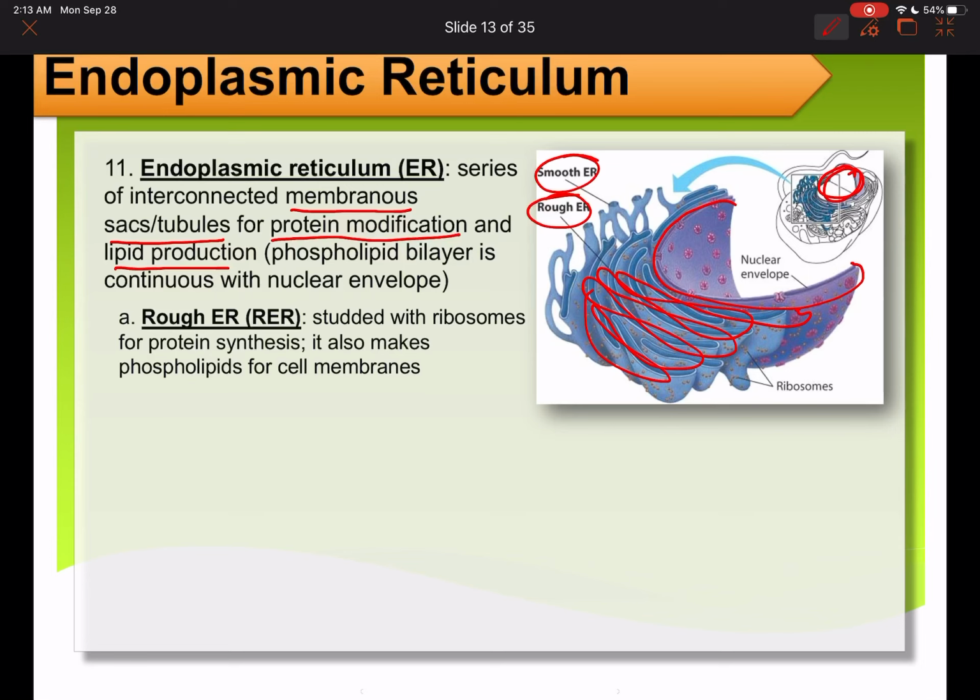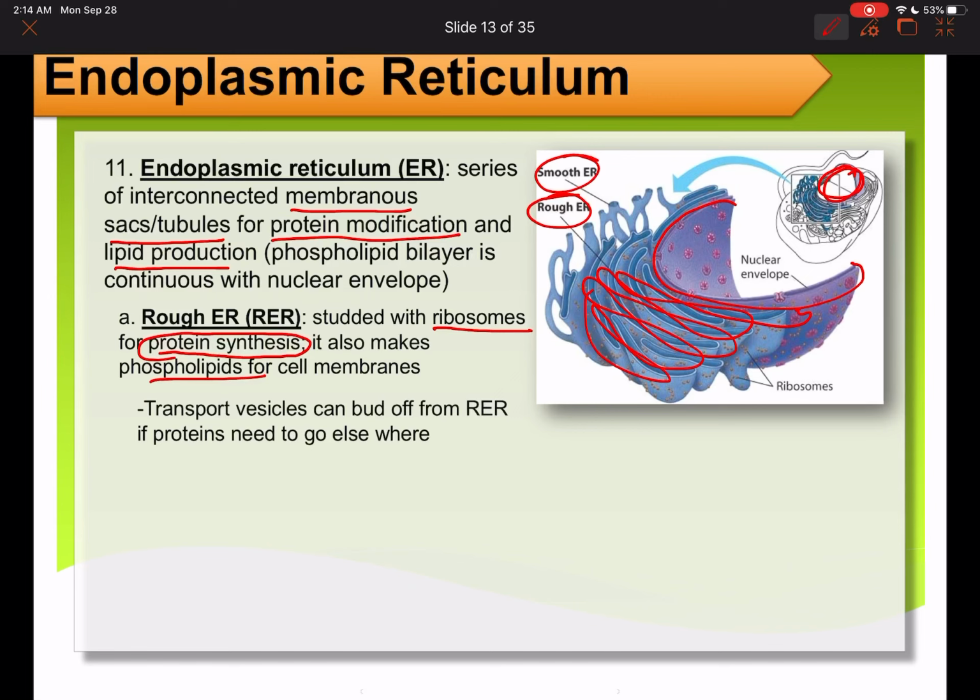So the rough ER is named rough because it has ribosomes studded all over it, and of course, just like what we discussed, ribosomes are important for protein synthesis. So the rough ER serves the very important purpose of making protein, and hence this is why rough ER is usually known as a protein factory for the cell. It also makes phospholipids for cell membranes as well.